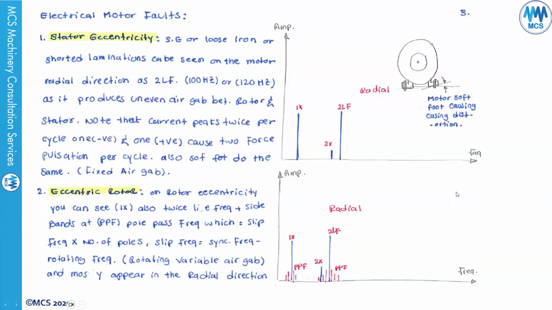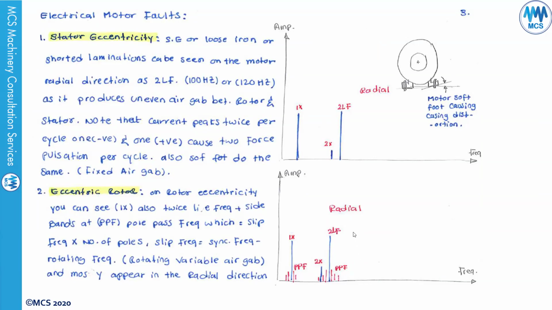The next fault we're going to talk about is electric motor faults. If you have stator eccentricity, you will see twice line frequency, which is 100 hertz or 120 hertz. And this will be an indication of a soft foot problem. If you have casing distortion, an uneven air gap variation between the rotor and the stator will cause high 2x vibration.